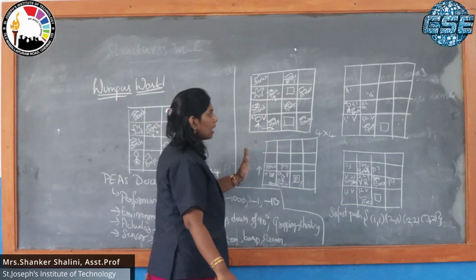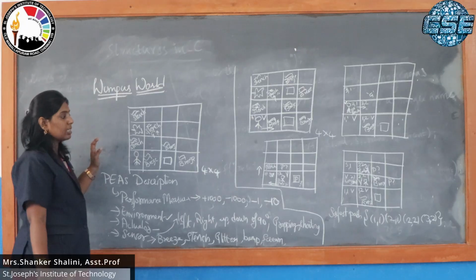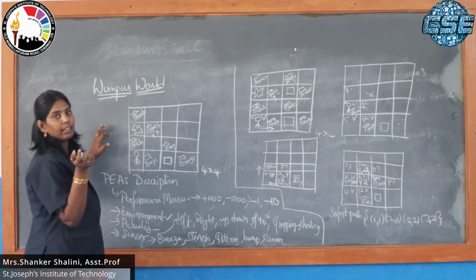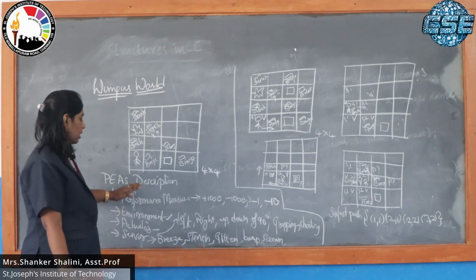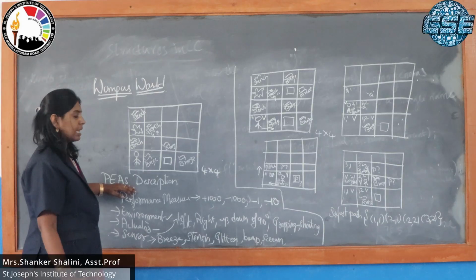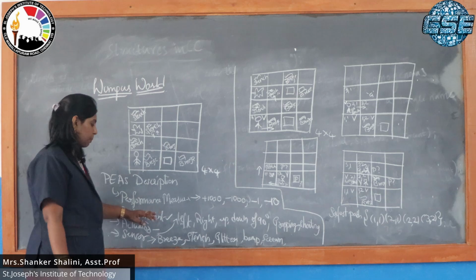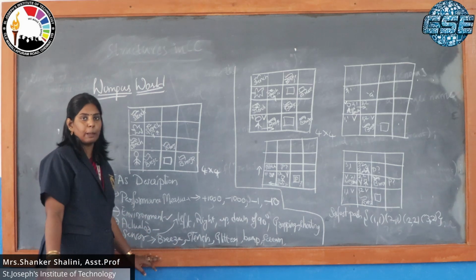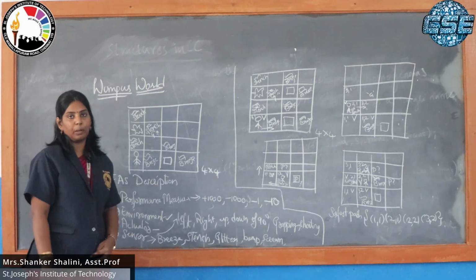So all this comes under the Wumpus world problem. With the help of the knowledge base, the agent has to predict, get the gold and return. In any problem, we have to use the PEAS description, and you have to write the performance measure, environment, actuators and sensors. So this is the Wumpus world problem with PEAS description.